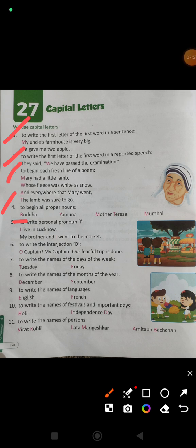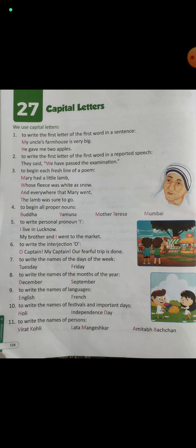Okay, I hope the fourth rule is also clear. To begin all proper nouns, use a capital letter. Means the first letter should be capital. Four examples are given. The first one is Buddha, Yamuna, Mother Teresa, and the fourth one is Mumbai. Then next, rule number 5.